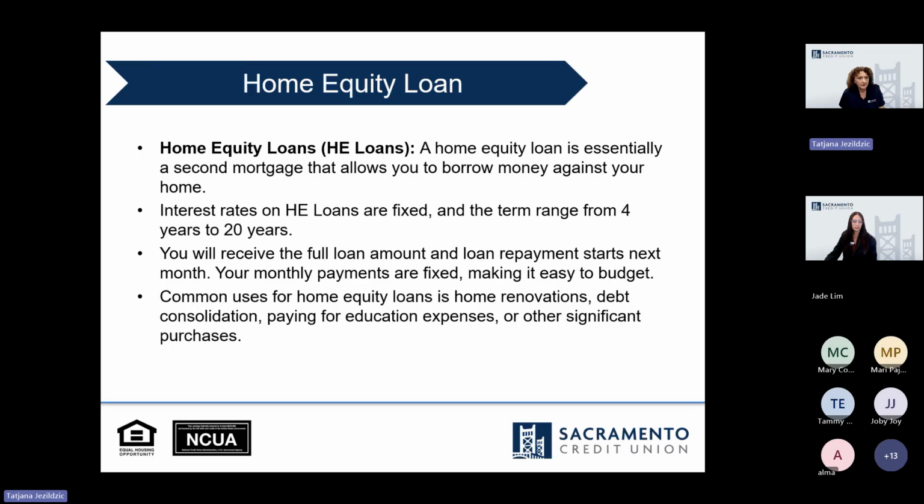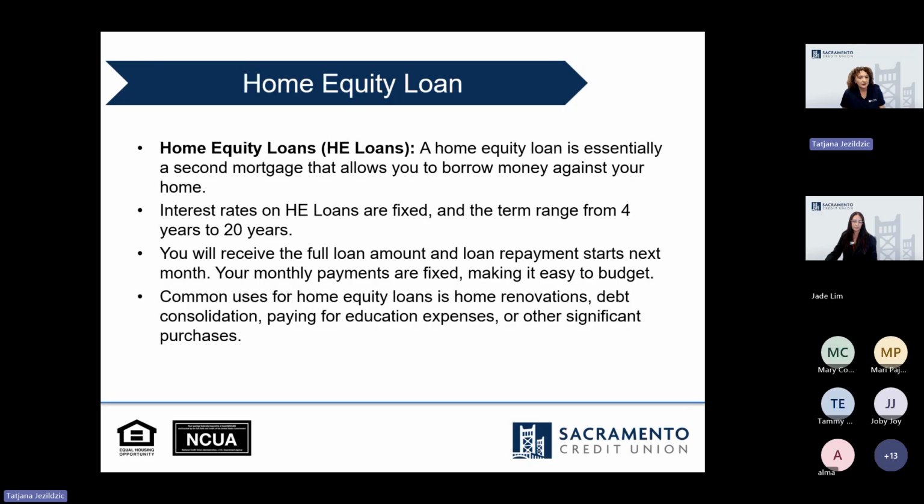Once the loan is done and signed, you will get your full amount deposited into your account. The payment starts 30 to 45 days after the loan is funded. The amounts that you can borrow on a home equity loan with Sacramento Credit Union go anywhere from $10,000 to $250,000.